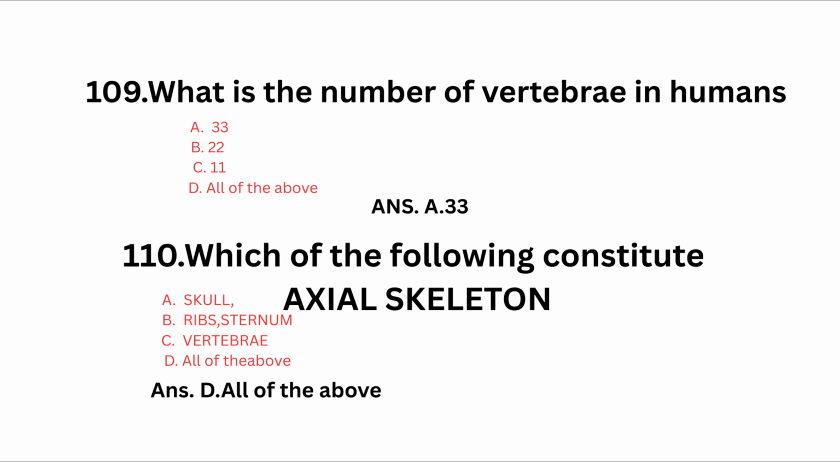109. What is the number of vertebrae in humans? A. 33. B. 22. C. 11. D. All of the above. Answer A. 33.